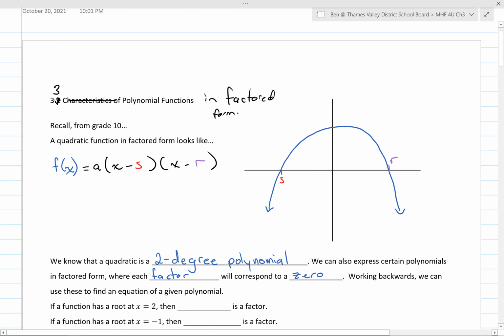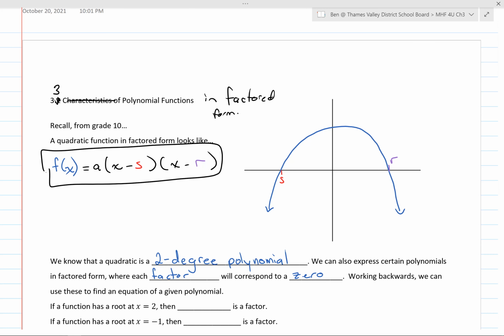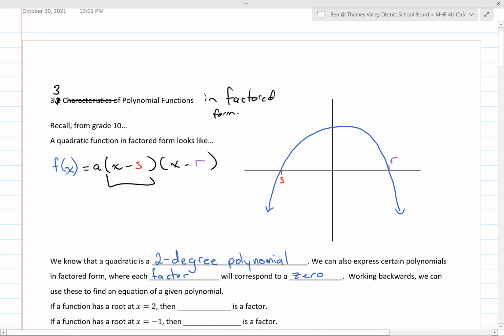All right, now you have seen factored form before. In particular, in grade 10, you went over factored form of a quadratic, and it looked something like this, where f of x was equal to a, which was a stretch factor, times x minus s, which was one factor, and x minus r, which is another factor. In this case, this quadratic would have two roots. One of them is at x equals s, and the other is at x equals r.